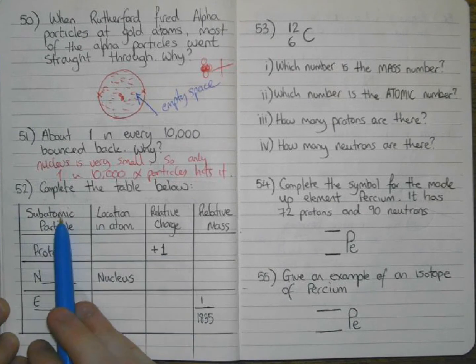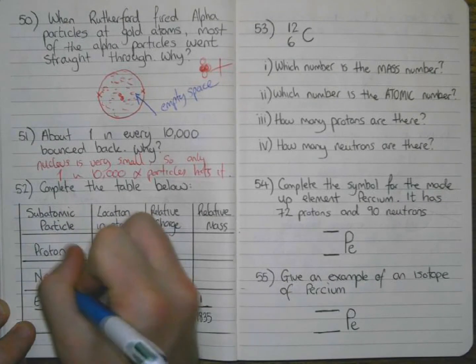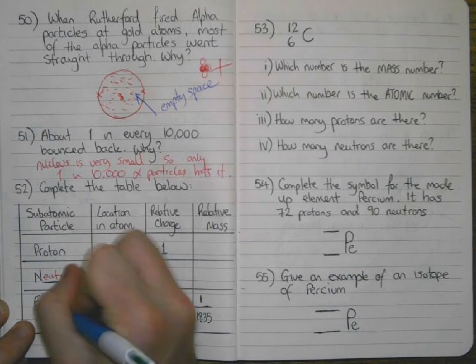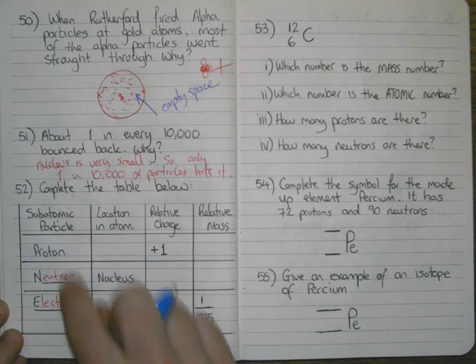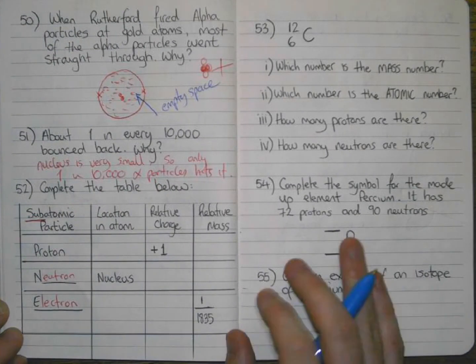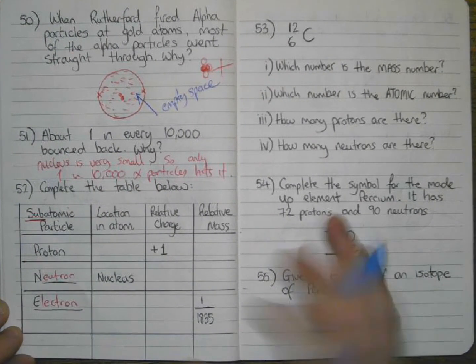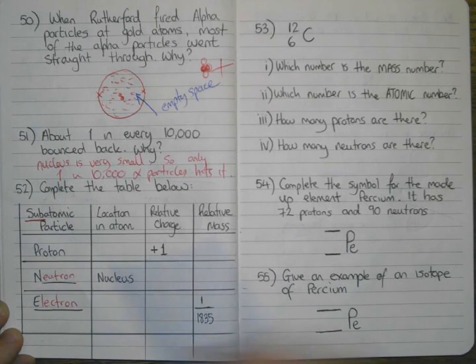Right, subatomic particles. Proton, neutron, and electron. Those are 3 subatomic particles. Sub means inside or within or underneath. So subatomic means these are like inside the atom.